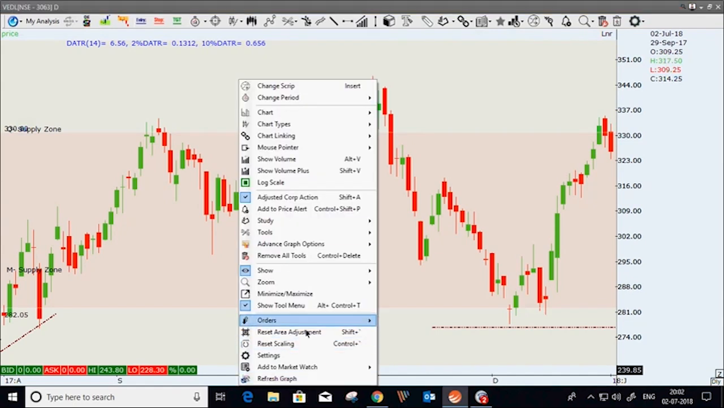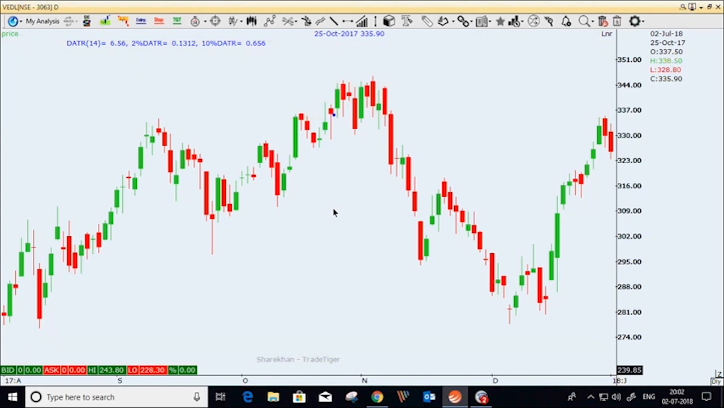Let me remove everything for you. Okay. So rally, base, base, base, base, base, rally. So if I mark this, can I call this my MIP? I know this is an MIP, but apart from MIP, is it an authentic zone? As we discussed, MIP can be an authentic zone.